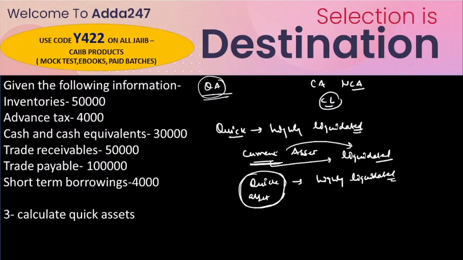A quick asset is considered more highly liquid. That means you can convert it into cash very quickly, whenever you want. So that is all known as a quick asset, like cash. Now we have to find out the quick asset in this particular information.